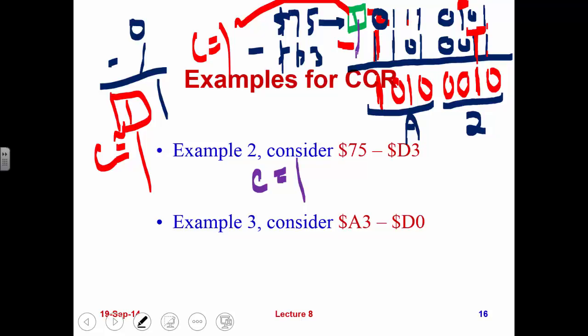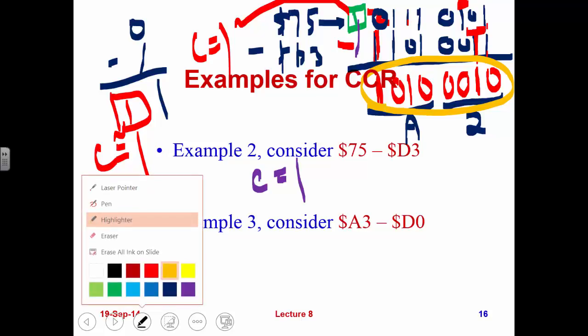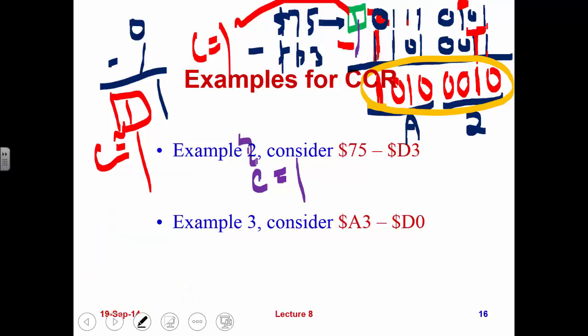But how about the Z? Z surely is not 1, because our value here is not 0. It's 1 0 1 0 0 0 1 0, equal to A2. If it were 0, it would be 0 0 0 0 0 0 0 0, but it's not. So that makes Z 0. Only if all bits are 0 does that make Z 1. Z means zero bit: if our result is all 0, Z becomes 1. It's not, so Z is 0.